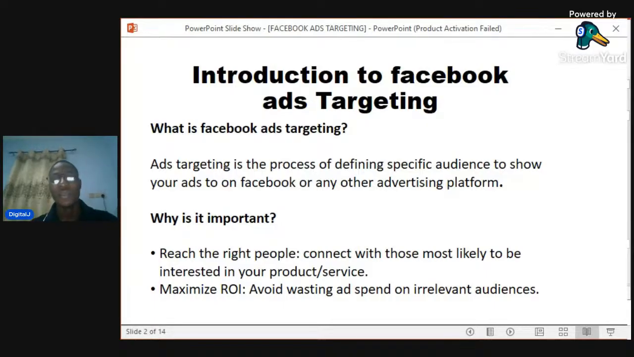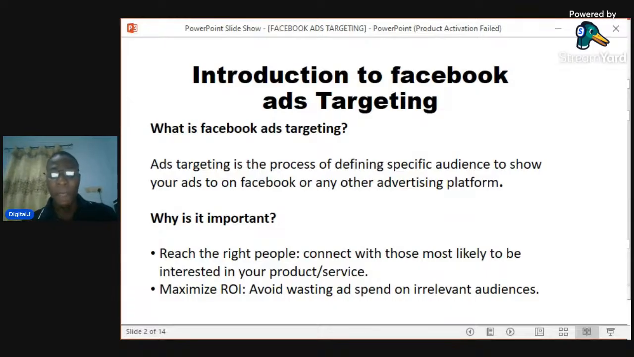Ads targeting is the process of defining a specific audience to show your ads to on Facebook or any other advertising platform. What it simply means is that you are telling Facebook, this is who I want you to show my ads to, or let's say you are telling YouTube, this is the kind of persons I want you to show my ads to. These are the set of persons I want you to show my ads to. Understand? That is basically what ads targeting means in the simplest form.